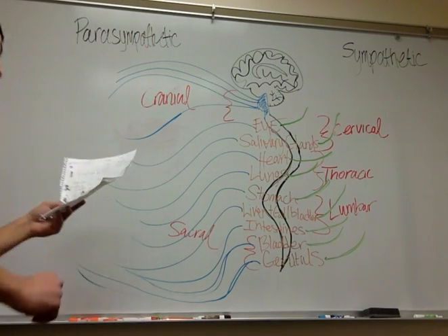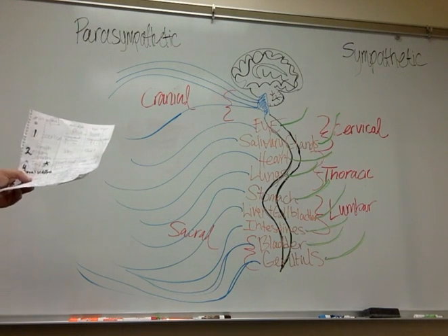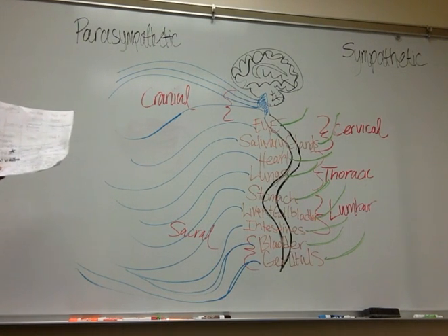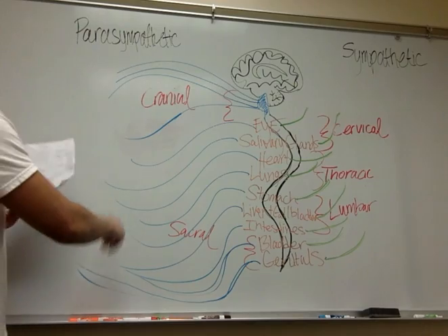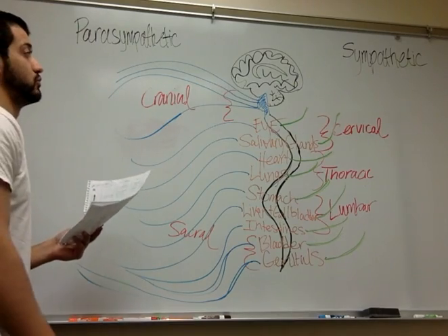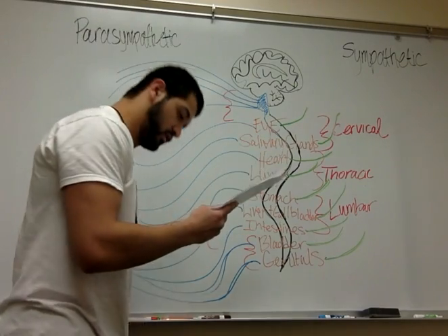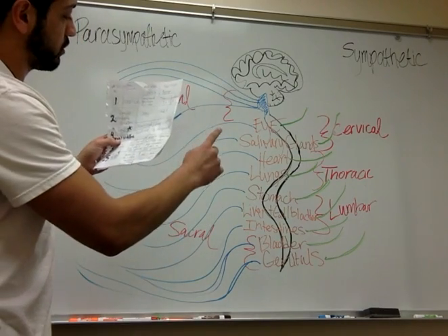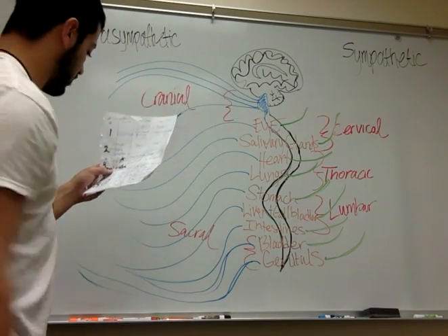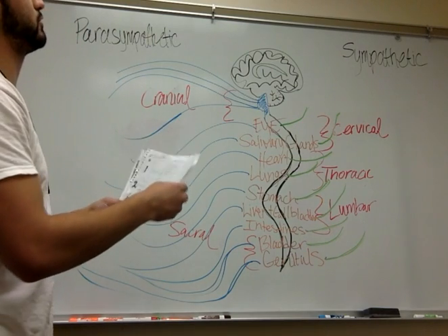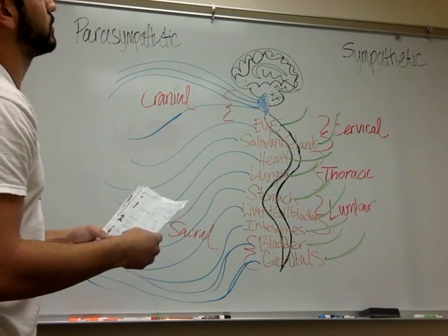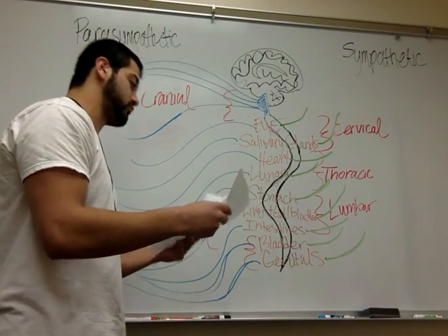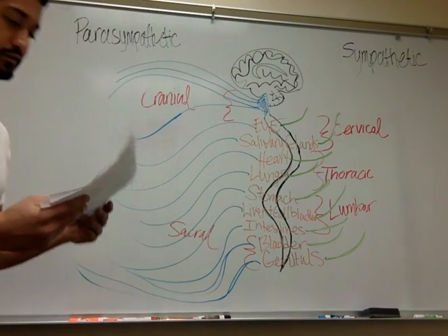Now, the neurotransmitters we need to be aware of here are that in the parasympathetic, the pre- and postganglionic fibers both release acetylcholine, whereas in the sympathetic, the preganglionic fibers release acetylcholine and the postganglionic fibers release norepinephrine, and rightly so, as norepinephrine is responsible for the fight or flight division.